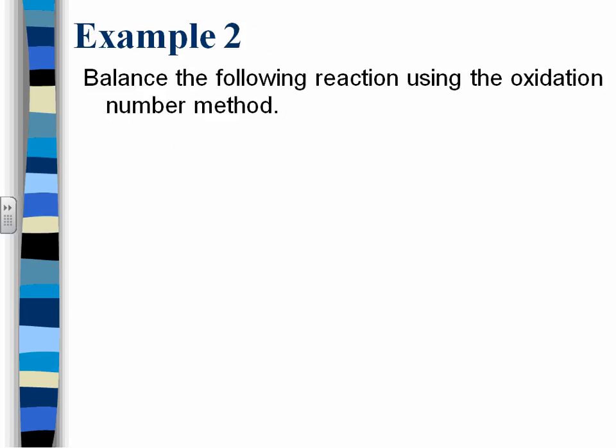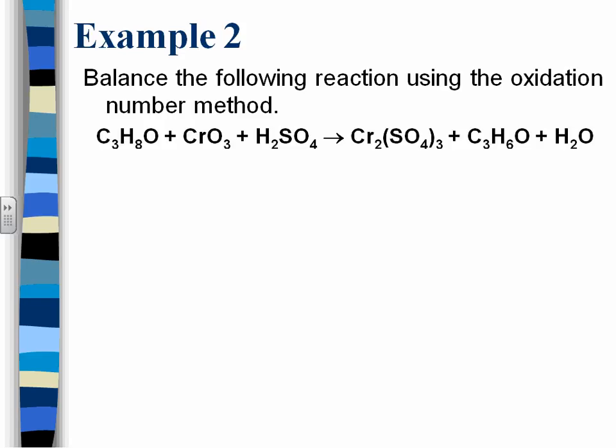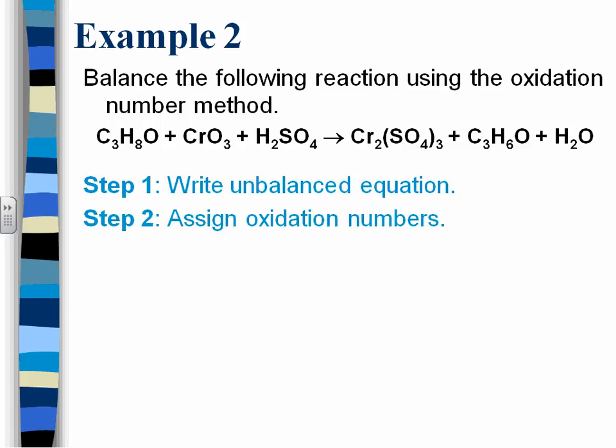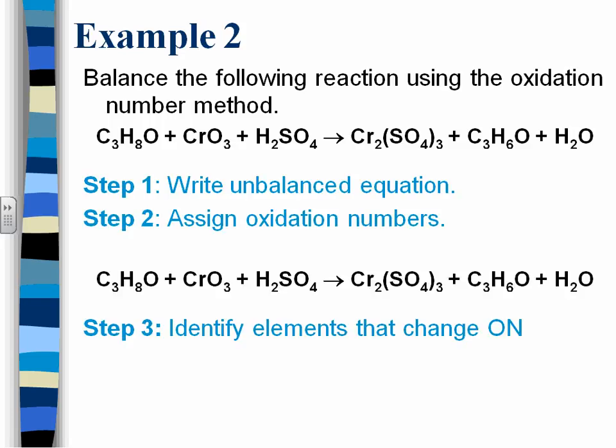For example number 2, again, we're going to balance this reaction using the oxidation number method. Here's a perfect example of a reaction that just gets a little bit crazy, and you want to make sure that you're actually doing it and saving yourself some time. So you need to follow these steps that I gave you. Again, you have your unbalanced reaction, and you're going to assign your oxidation numbers.